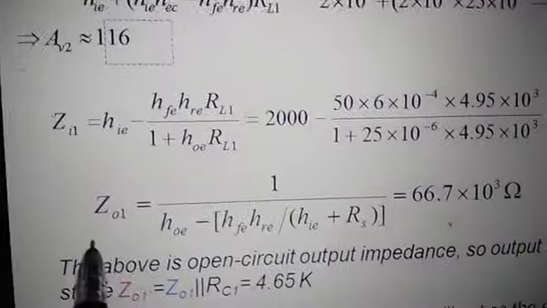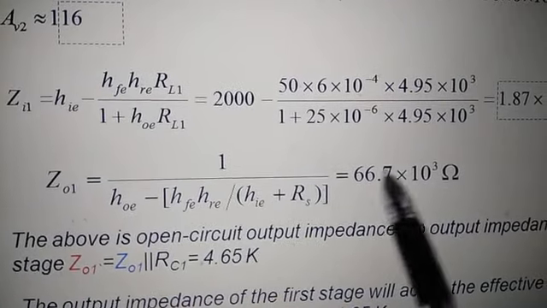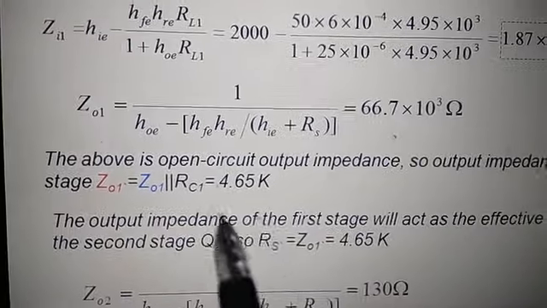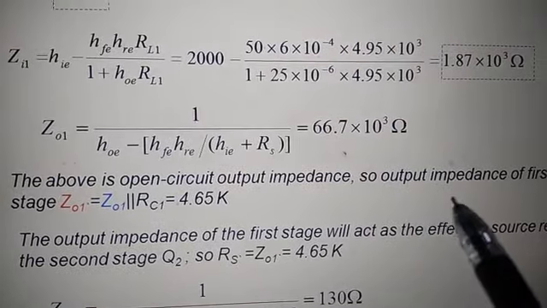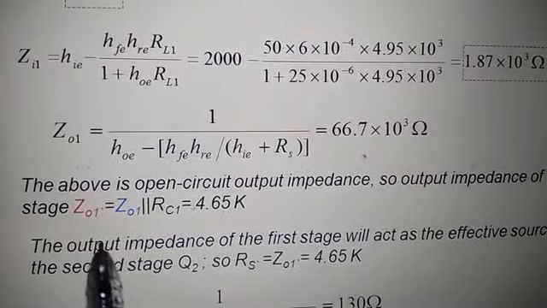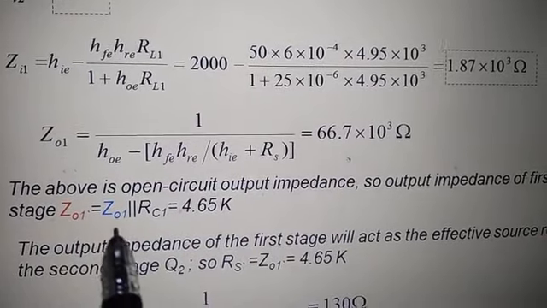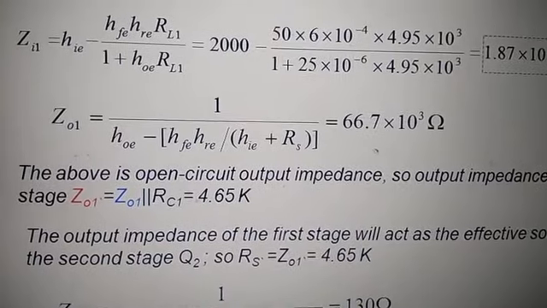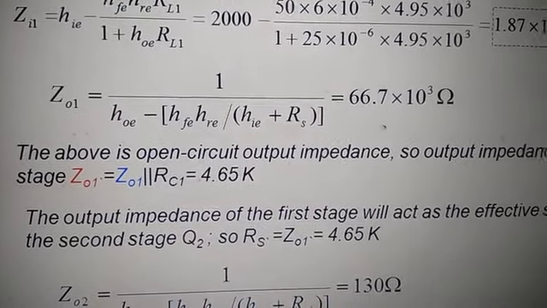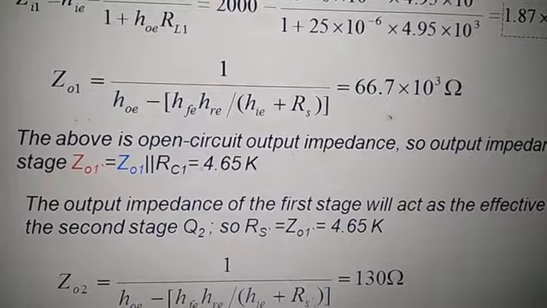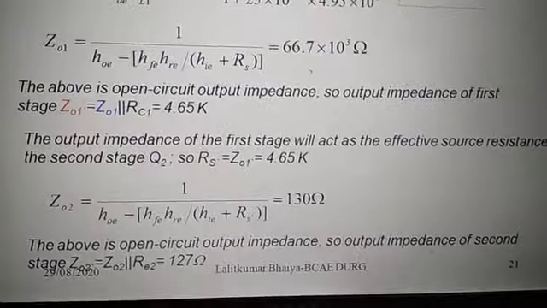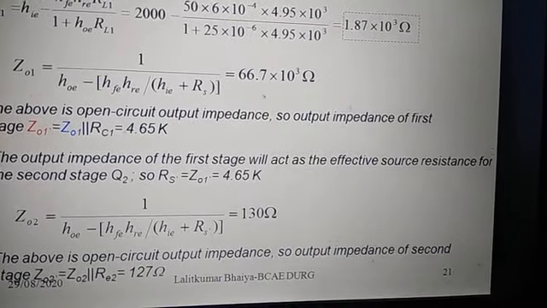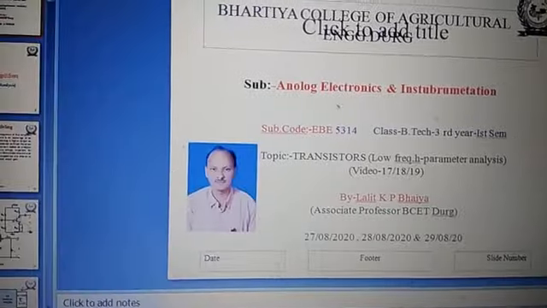And then the output impedance of the first stage. Use this formula and calculate this one. The above is the open circuit output impedance. So the output impedance of the first stage Z01 dash is Z01 parallel to RC1, since RC1 is also connected. This is calculated. And then the output impedance of the first stage will act as the effective source resistance of the second stage.